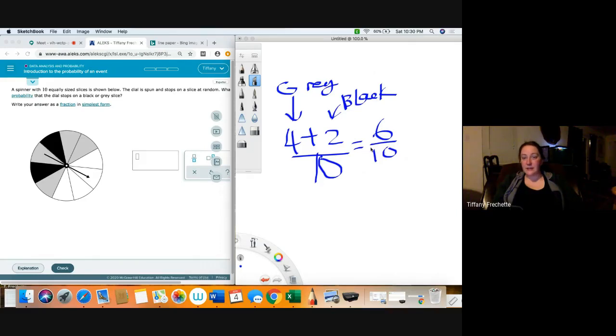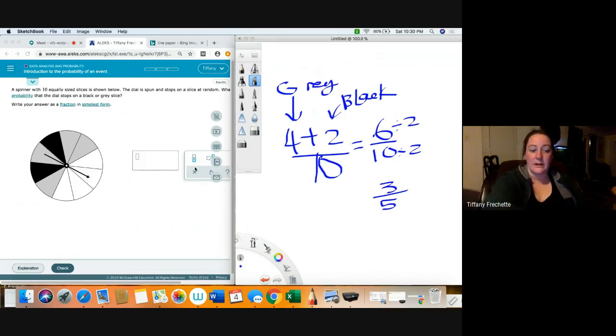And then there's 10 total outcomes. So out of the 10, only 4 of them are things that I don't want. See, 4 over here are white. I don't want that to happen. All right, so we need to divide this just to simplify it. They're both even. So I'm going to go with 2s. So 6 divided by 2 is 3. 10 divided by 2 is 5.